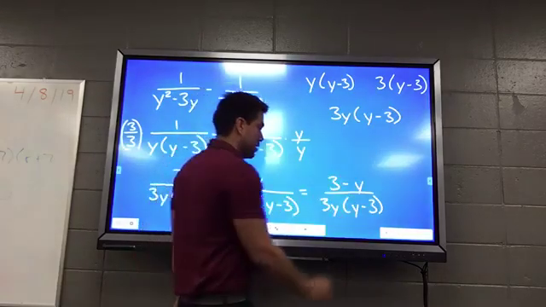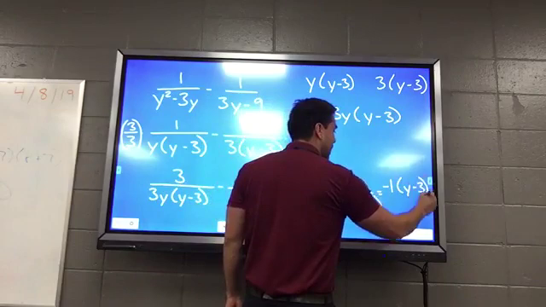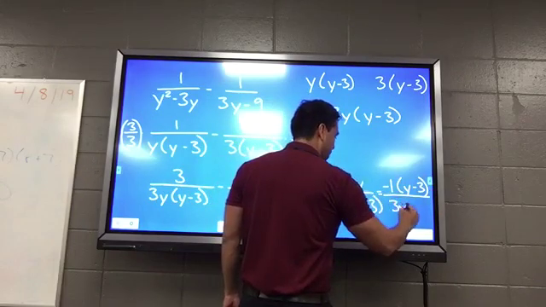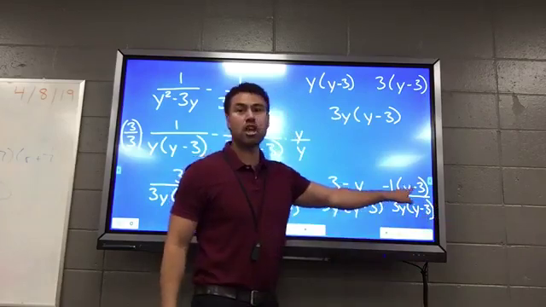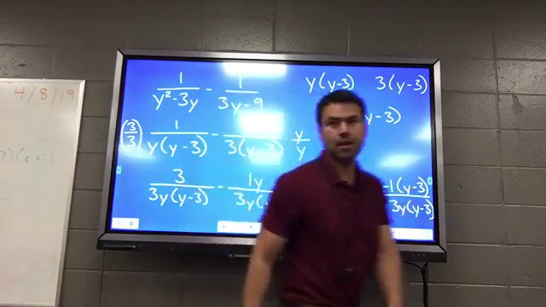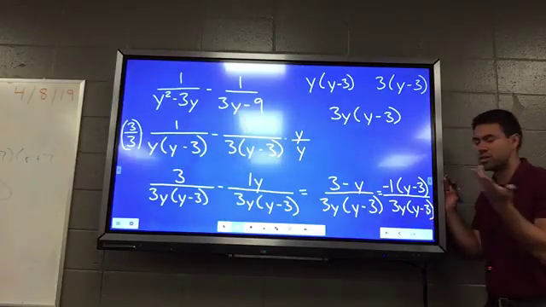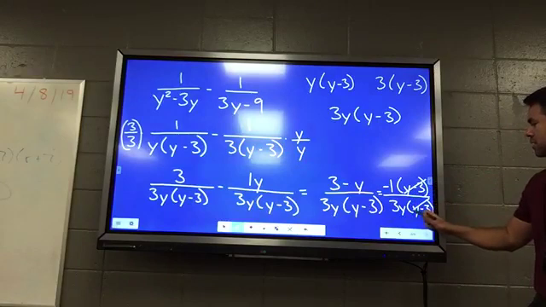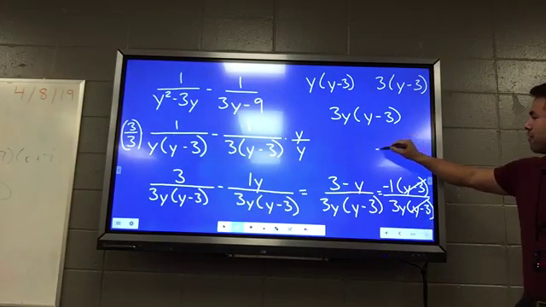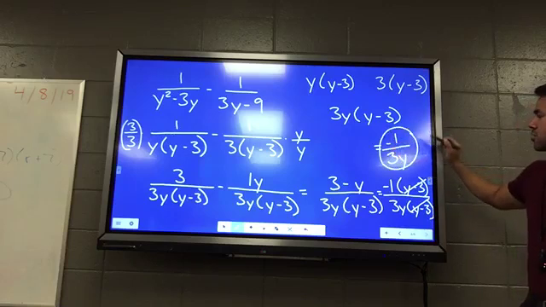Multiply by negative 1. Okay, so I'm going to get negative 1 times y minus 3 over 3y times y minus 3. How many of you did that? That's what I did. You changed it. You could have changed that. All right, what cancels out? What am I left with? That's what I got. That's your answer.